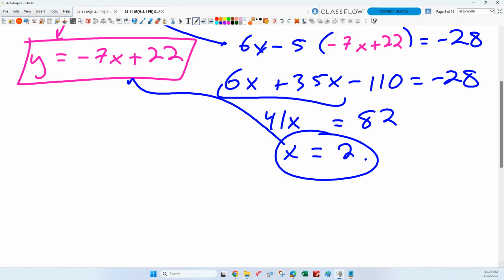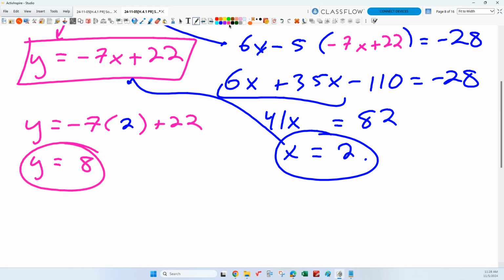Yeah, I'm going to plug in up here, which gives us y equals -7 times 2 plus 22. So -14 plus 22, what's that? 8. Okay, and I've got my ordered pair, which I could easily check with Desmos Scientific. Okay, give me 1 to 5. Does that all make sense? Okay, good. All right.